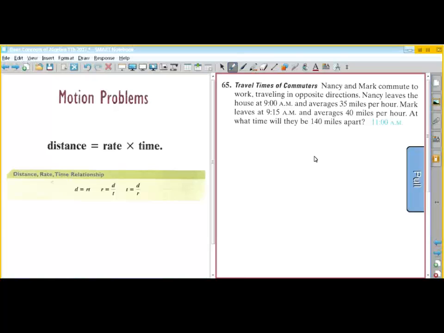So they can give you problems like this, which I'm not going to put on the test, but I'm going to go through an example here in class. So we have Nancy and Mark commute to work, traveling in opposite directions. Nancy leaves the house at 9 a.m. and travels at a rate of 35 miles per hour. Mark leaves at 9:15 a.m. and travels 40 miles per hour. At what time will they be 140 miles apart?